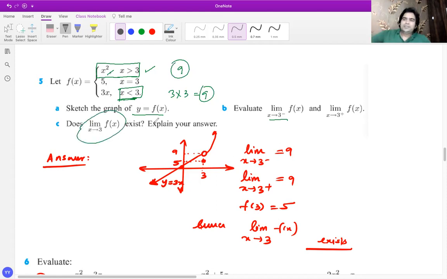Now, irrespective of the exact value at that point, I'm able to estimate that as I approach from both sides, the y value that the function gets is approximately 9. So that's how you justify that the limit exists around a point. Even though at that point the y value is not the same, you can see that at x equals 3, the y is 5. But if you approach from left and right, it is approximately 9. That's how you're going to estimate.